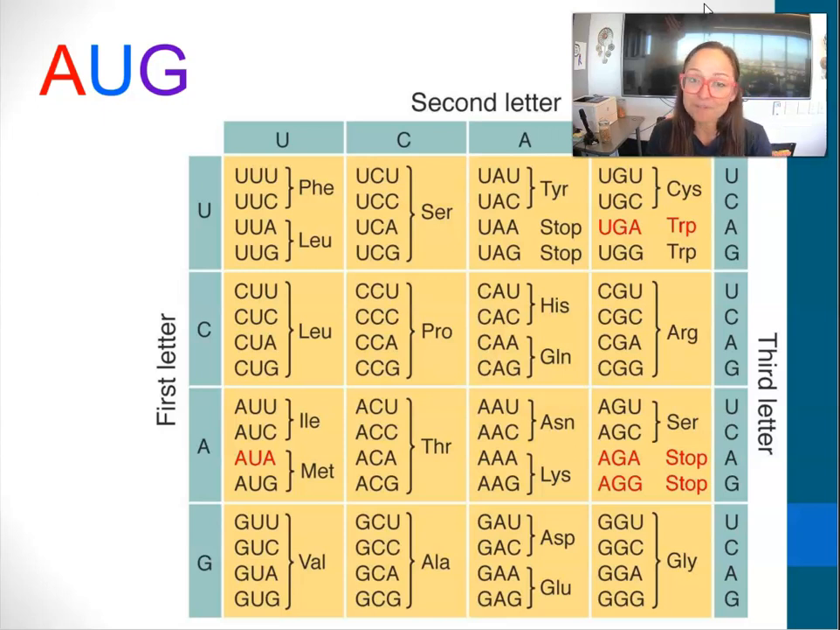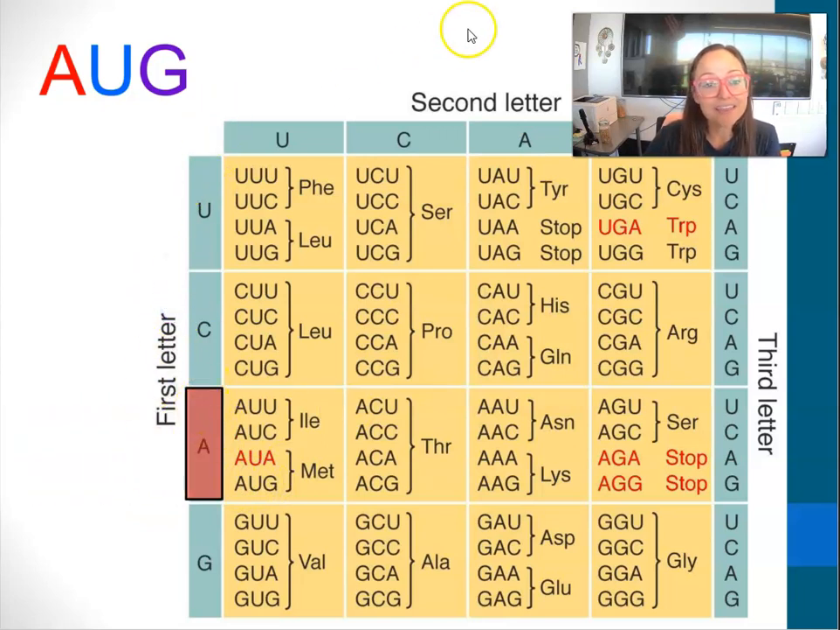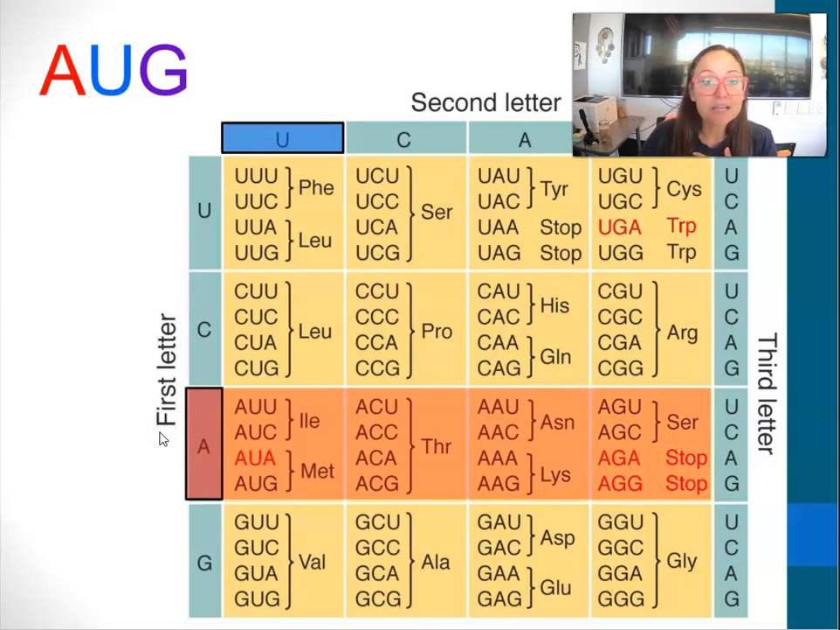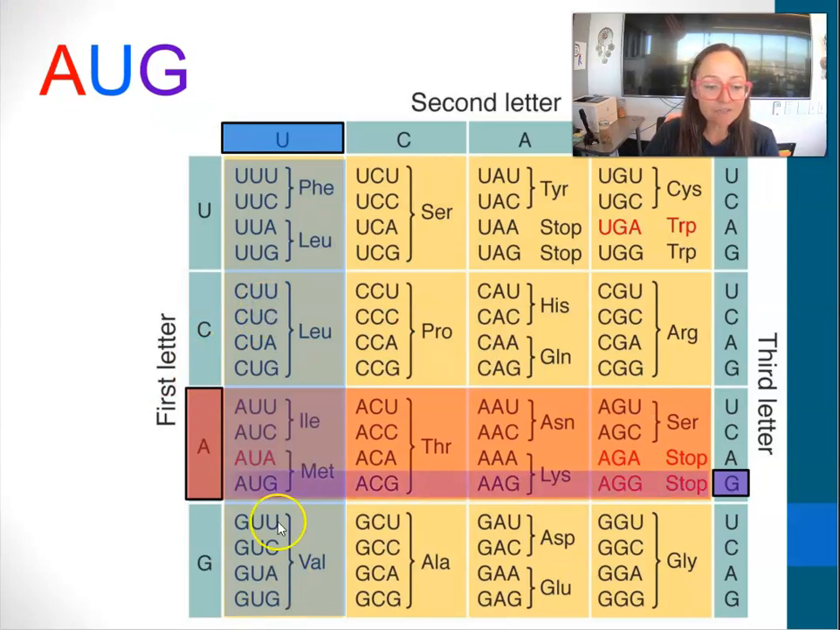So our start codon was AUG. The first letter is an A, so I'm going to look here on the left. That means the amino acid I'm looking for is somewhere in this row. Now my second letter is a U, so wherever the A and the U cross paths, my amino acid is somewhere in that box. And then my third letter was a G. AUG was my codon. So now I find that, oh, here it is. The amino acid that AUG codes for is MET, or methionine.